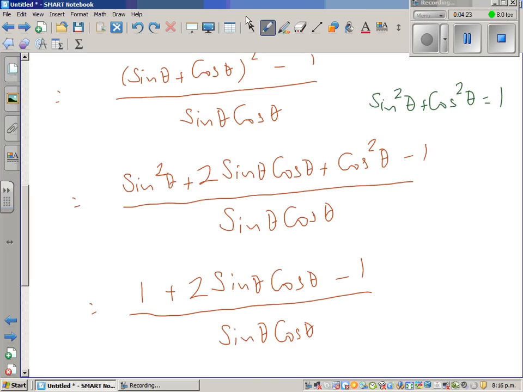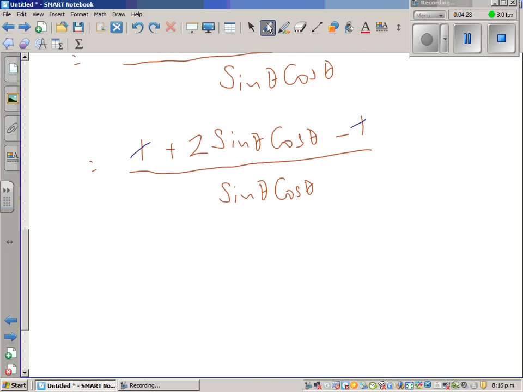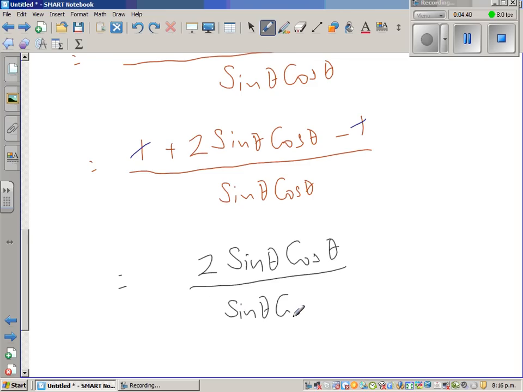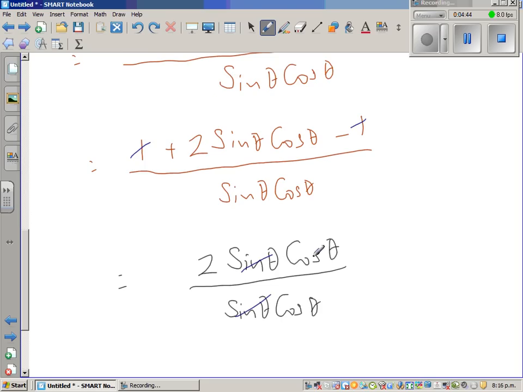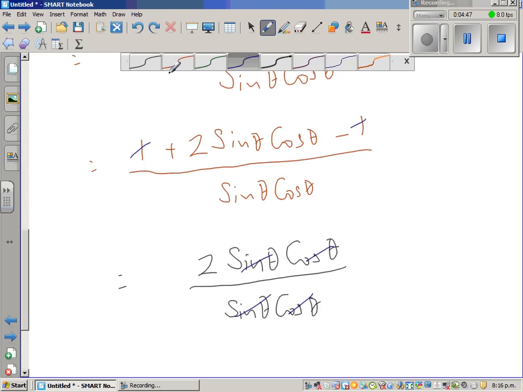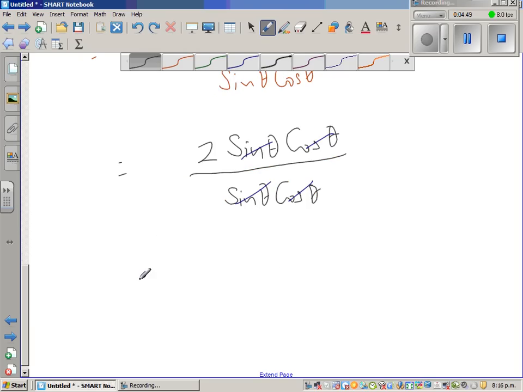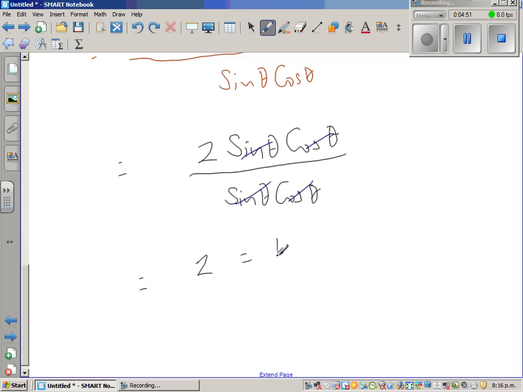So what gets cancelled? Plus 1 and minus 1 get cancelled. So what is left is 2 sine theta cos theta over sine theta cos theta. Now you can cancel the sine theta cos theta. So what remains is 2. And that is nothing but your right hand side. Therefore, LHS is equal to RHS.